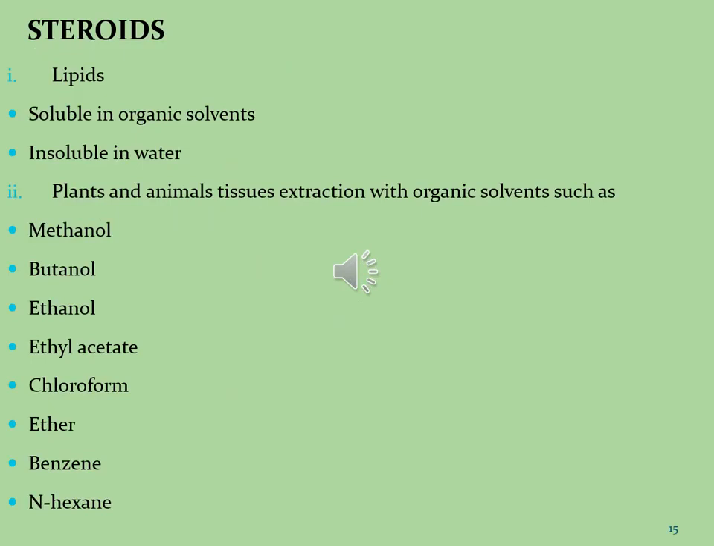Let's see what steroids are. Steroid is also a secondary metabolite, which is generally known as lipids. Steroids are soluble in organic solvents and insoluble in water. Different kinds of organic solvents are used for the isolation and extraction of secondary metabolites, and these organic solvents are methanol, butanol, ethanol, ethyl acetate, chloroform, ether, benzene, and n-hexane.